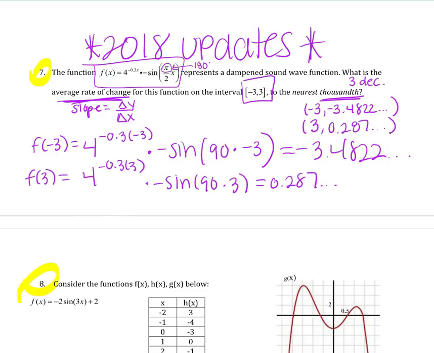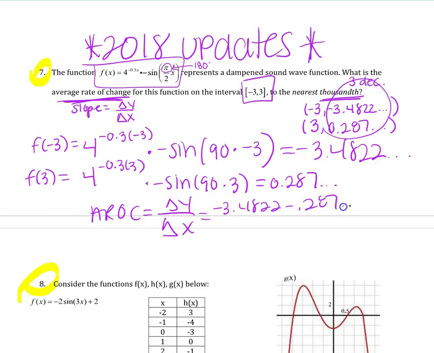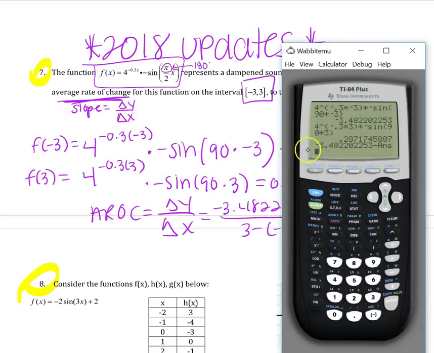And then I'm just doing slope. Average rate of change is equal to change in y over change in x. So I'm going to do those being subtracted, all over 3 minus -3. Alright, so here's my -3.48 number. Take away my previous answer. So I get that divided by what would end up being +6. And that's how I get an answer of -0.628.